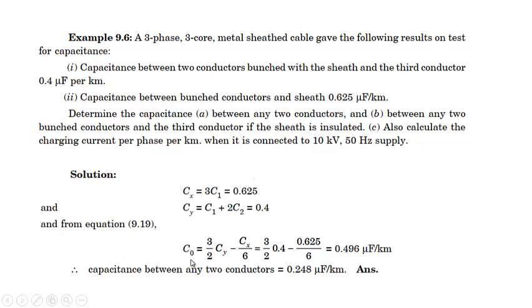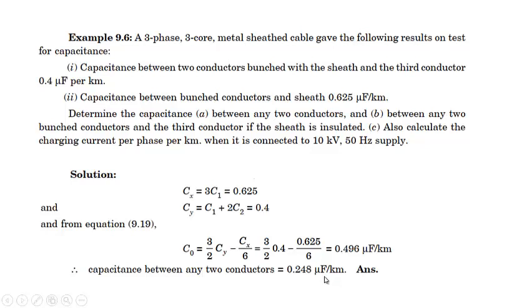Then C0, putting the values of Cy and Cx. So C0 is equal to 3 by 2 Cy minus Cx by 6, which is equal to 3 by 2 into 0.4 minus 0.625 divided by 6, that is equal to 0.496 microfarad per kilometer. This is the value of the per phase capacitance. The capacitance between any two conductors will be divided by 2. When you divide by 2, the capacitance between the two conductors comes out to be 0.248.